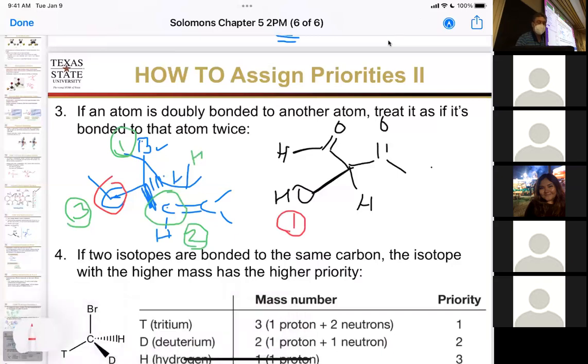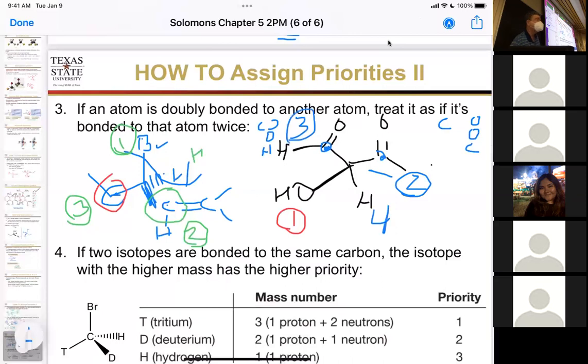So that takes us to the next 2, right here. We have this one and this one. Okay, so on this side, we have the carbon with an oxygen for the second one, and a hydrogen. On this side, we have a carbon with an oxygen and a carbon. So which is higher priority, the aldehyde or the ketone? This is the ketone. Yes, the ketone is, because the carbon attached to it is higher than the hydrogen attached to the aldehyde, and therefore it's going to be higher priority. So that makes this 2, makes this 3, and makes this 4. All right, do we understand that prioritization through double bonds and triple bonds?